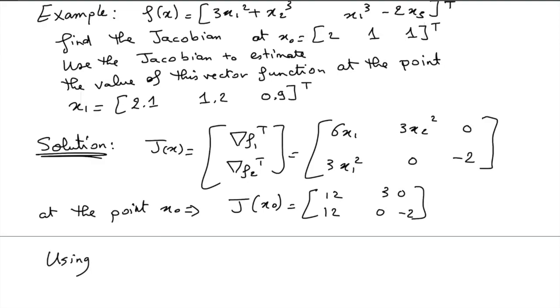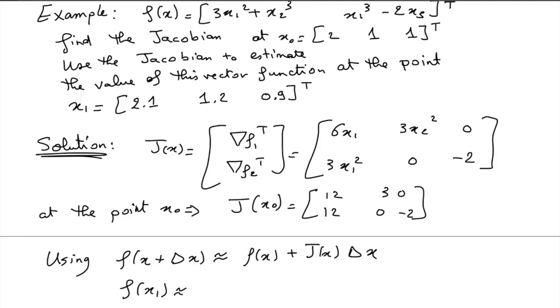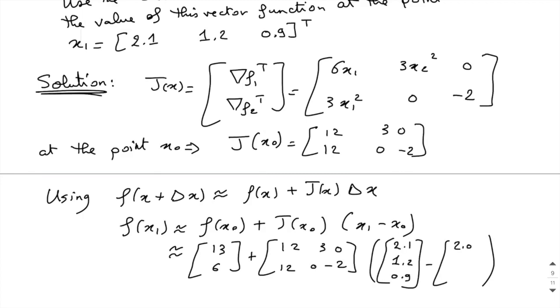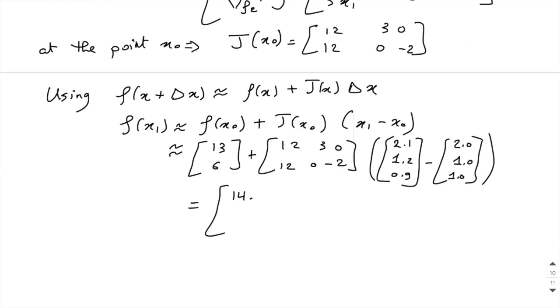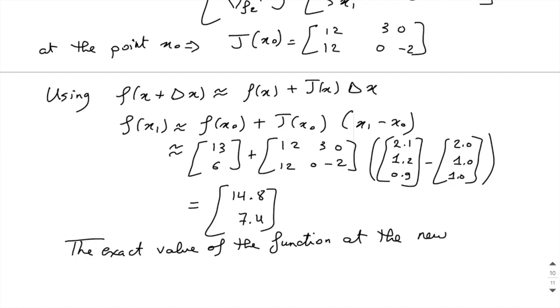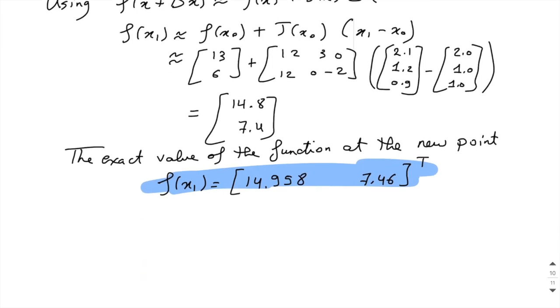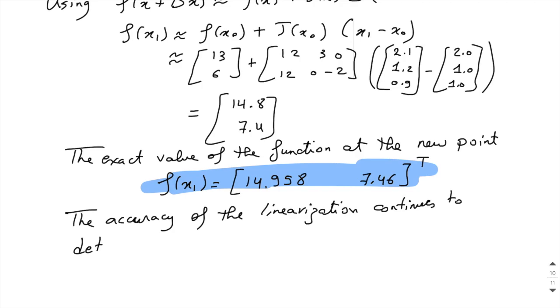Using the formula, we know the Jacobian and we know delta x. So f of x1 will be f of x0 plus the Jacobian at x0 times x1 minus x0. We put everything exactly. So the function at x1 will be equal to this value. The exact value of the function at the new point f of x1 is 14.958 and 7.46. So we see that we have a difference between the exact value and the approximation. The accuracy of the linearization continues to deteriorate as we move further from the expansion point, as expected.